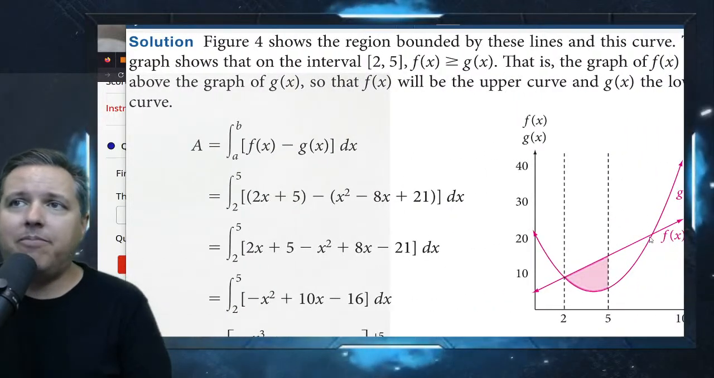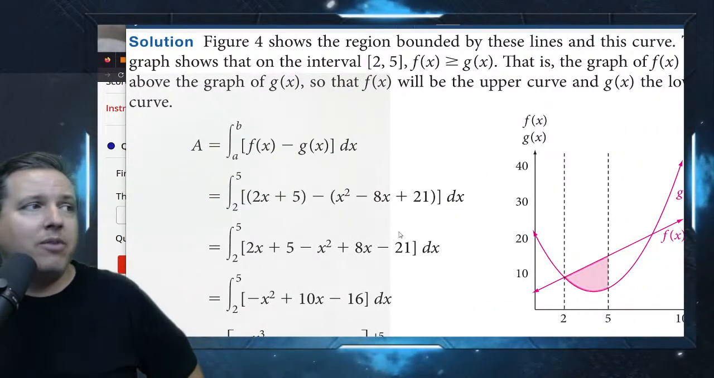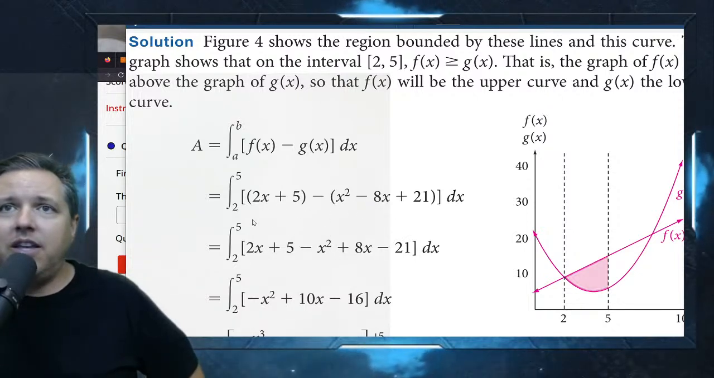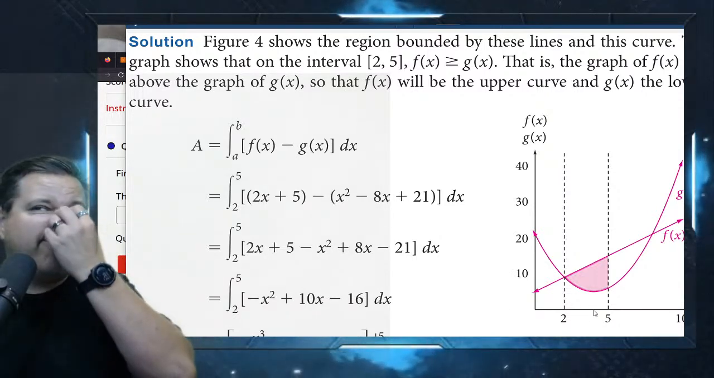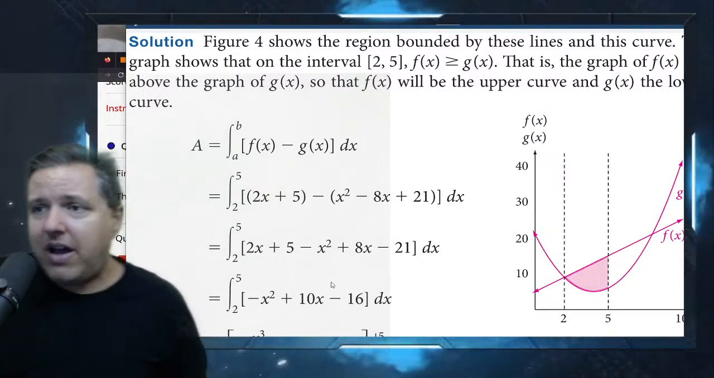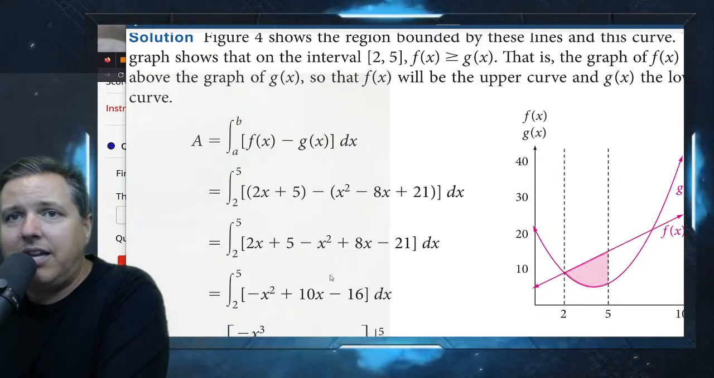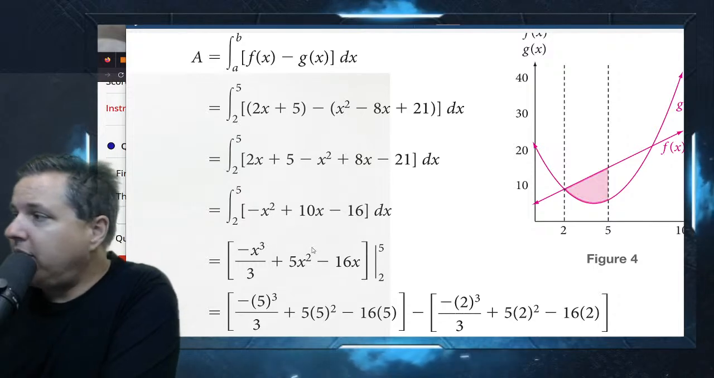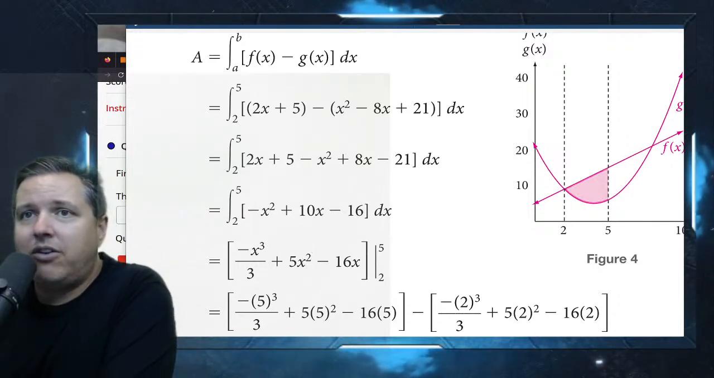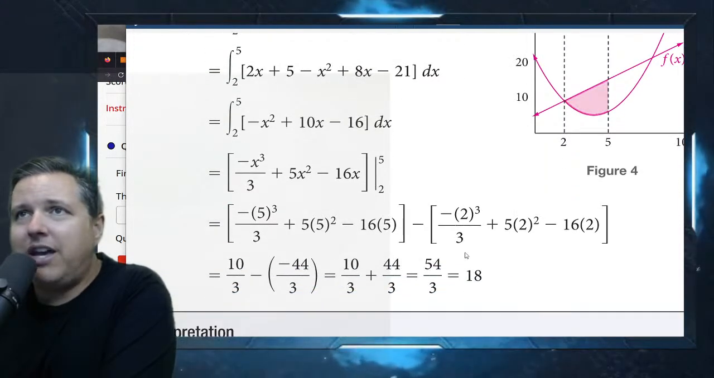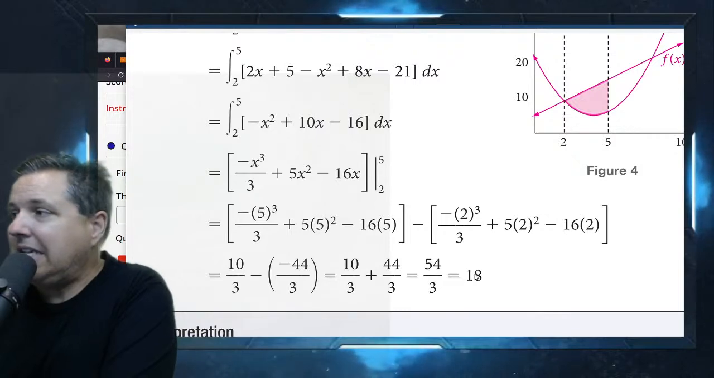You know, the line's on top for this one, the curve's coming up from the bottom. So notice they have the line minus the curve. The integral goes from 2 to 5. Those are the endpoints that we're dealing with. And then from there, it's just using the integrals that you learned in chapter 5, right? You're just going through and calculating those areas. So you combine your two functions. Integrating a polynomial is pretty straightforward. Be careful when you're evaluating because you end up with these fractions. But then it turns out the area for this one in the book is 18, right?